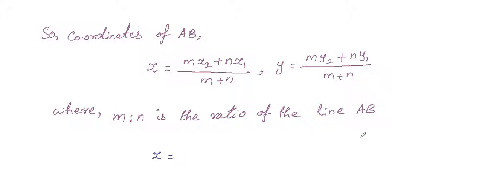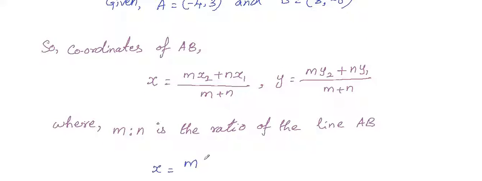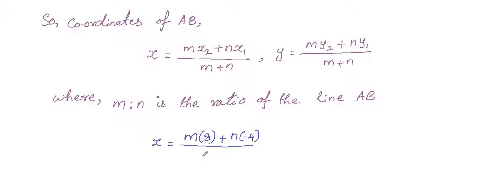So just substitute the given points where x1, x2, y1, y2 values are given. And also on the x-axis the point will be (x, 0), so substitute that as well. So we'll get x is equal to (8m minus 4n) divided by (m plus n).